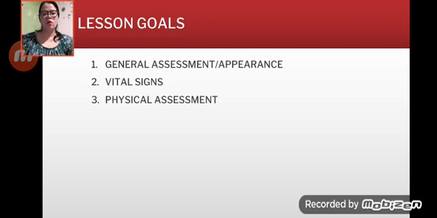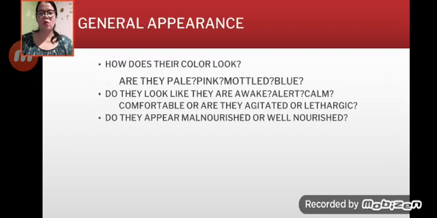So our goal for this cardiovascular assessment is, of course, the first thing that we need to do is to do the general assessment or to check for the appearance of the newborn. Then another thing would be the checking of the vital signs, and the third one would be the physical assessment or the thorough cardiovascular assessment. So let's discuss this one by one.